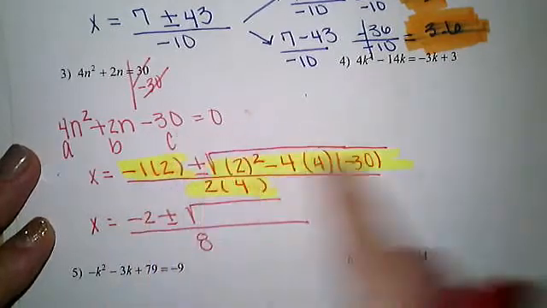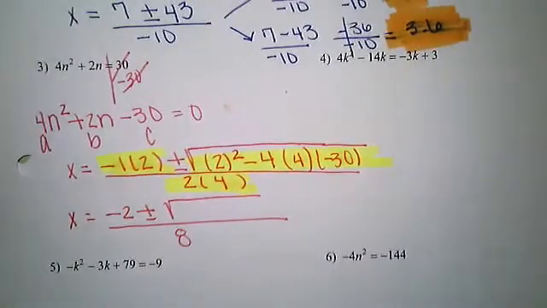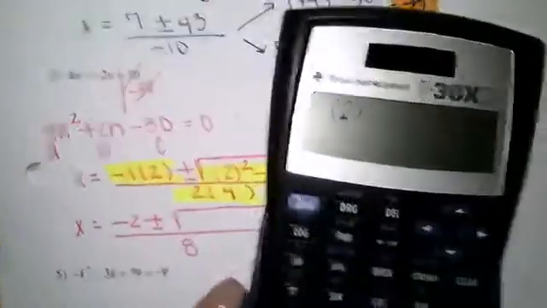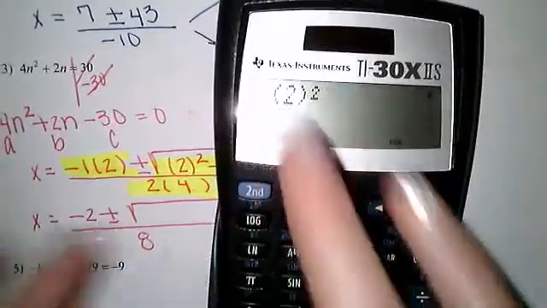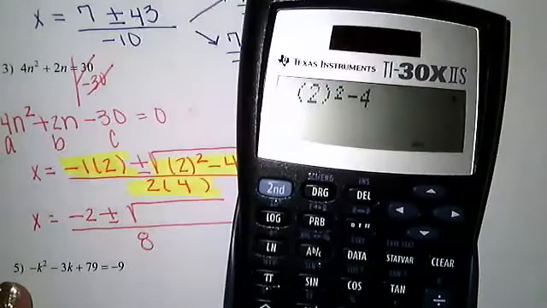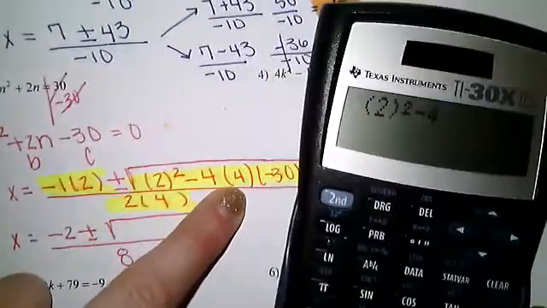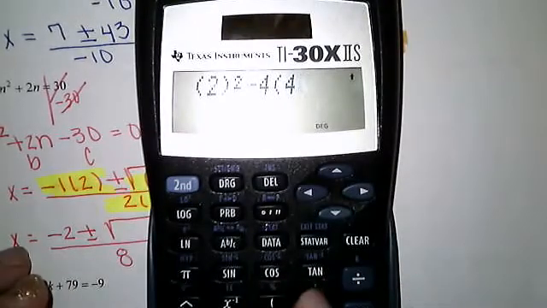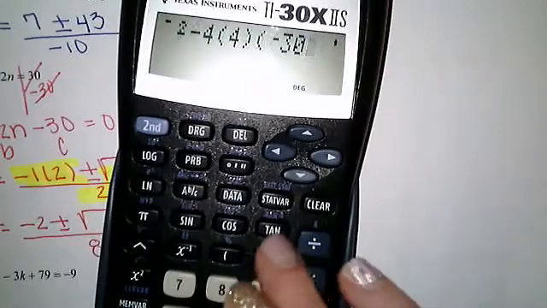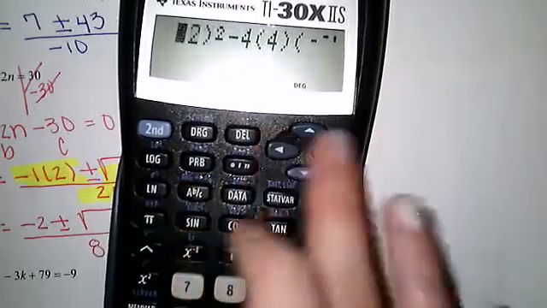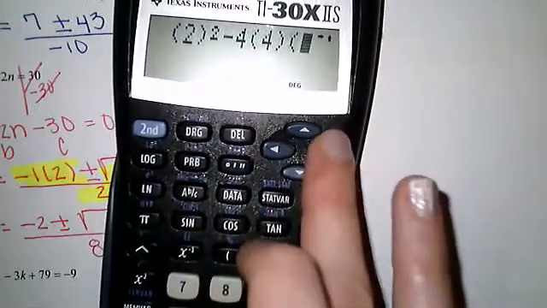And for this one, I'll show you how to type it in your calculator. So we'll go here and we'll do parentheses 2 squared, especially important when that is a negative to put it in parentheses. Minus 4. We're using our minus because it's outside of parentheses. Times 4, so parentheses, times -30. That's negative. So 484, you can kind of check that out. Make sure you plugged it in okay.